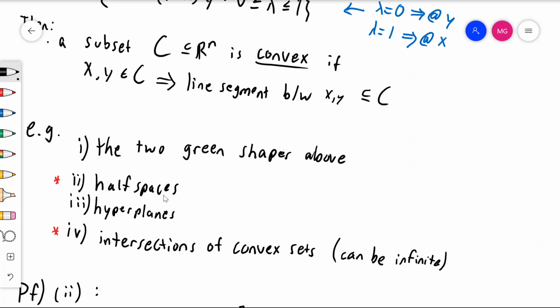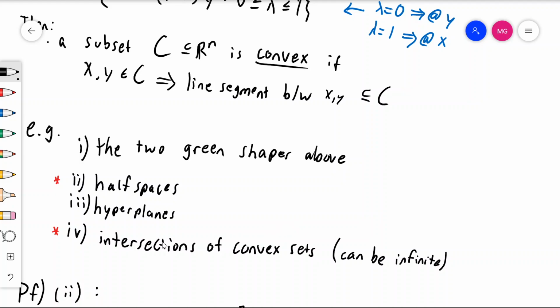So we'll see why those are convex in just a moment. And then finally, the other relevant convex set is if I start with convex sets and then I take their intersection. So intersections of convex sets is itself a convex set. And in fact, that intersection can be infinite. I can have an infinite number of convex sets that intersect, or a finite number, it doesn't matter. But whatever it is, intersection of convex sets is convex.